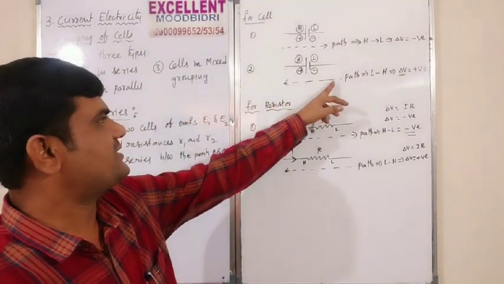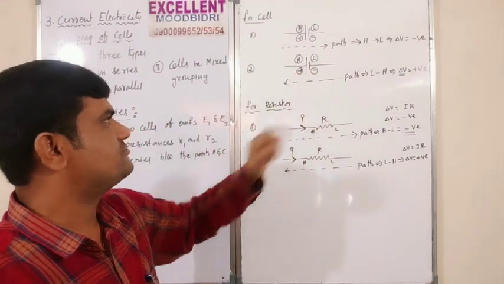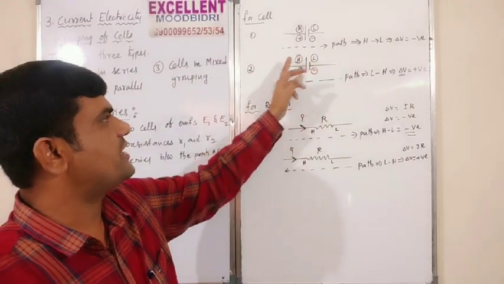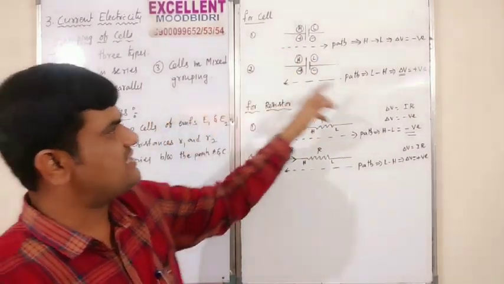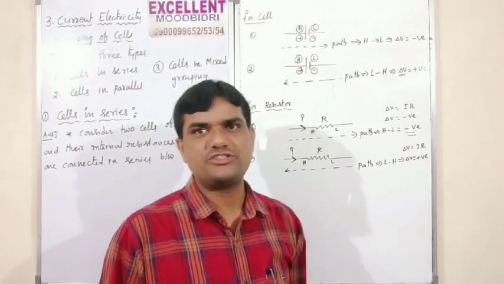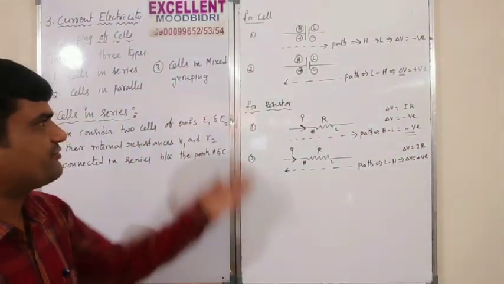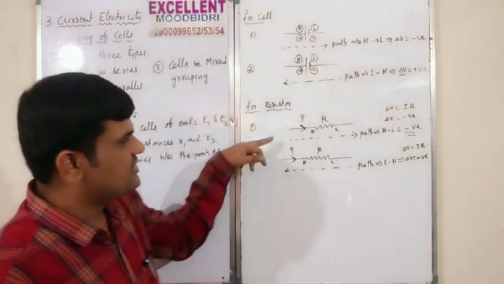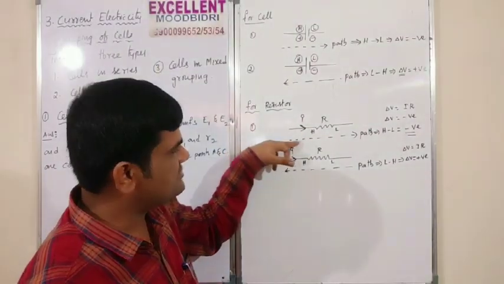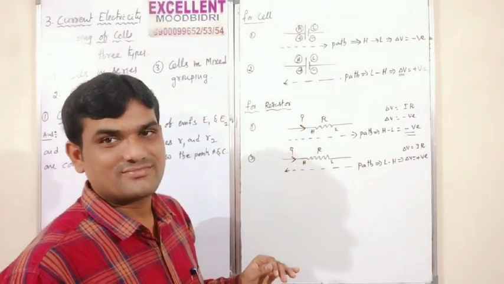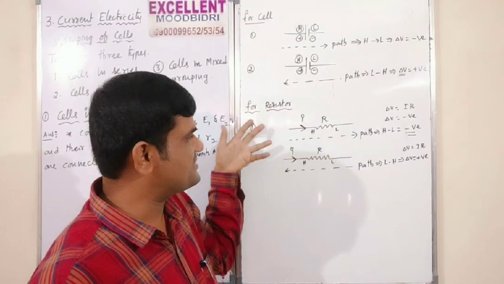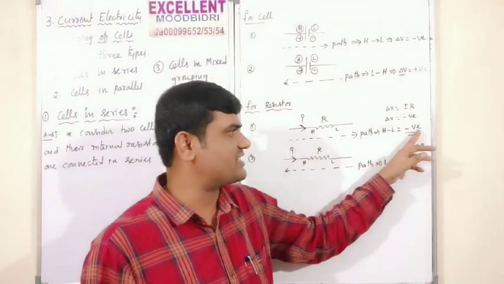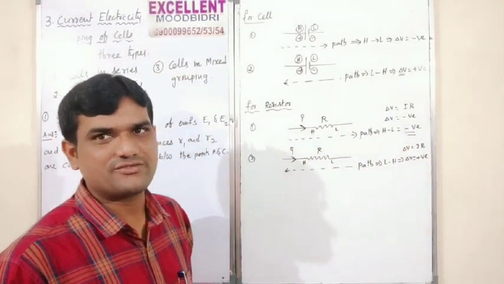Similarly, if my path goes from negative to positive, that is lower to higher, so in this direction delta V is positive. Similarly for resistors, this is the direction of current and this is my selected path. Both are in the same direction, in that case I will consider delta V as negative.